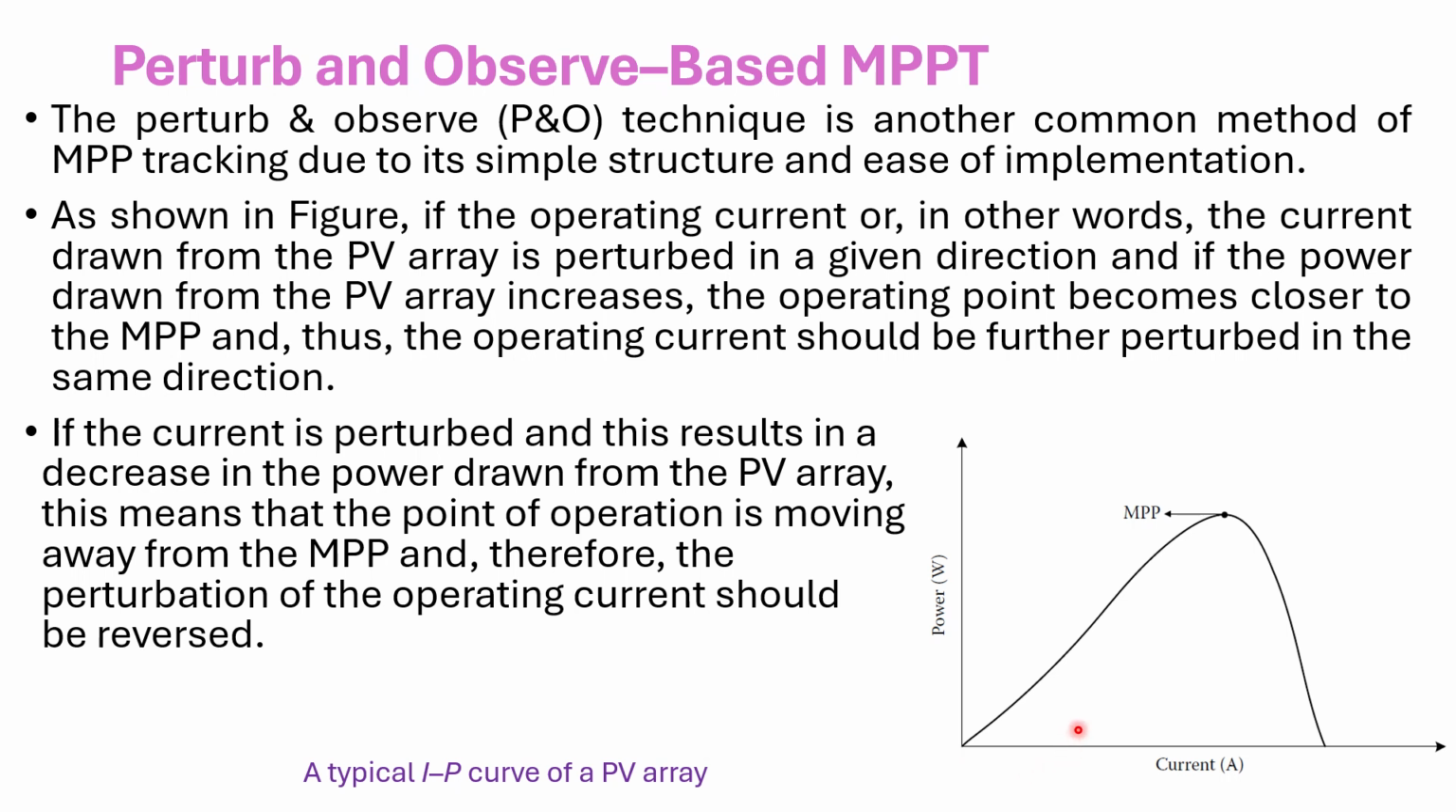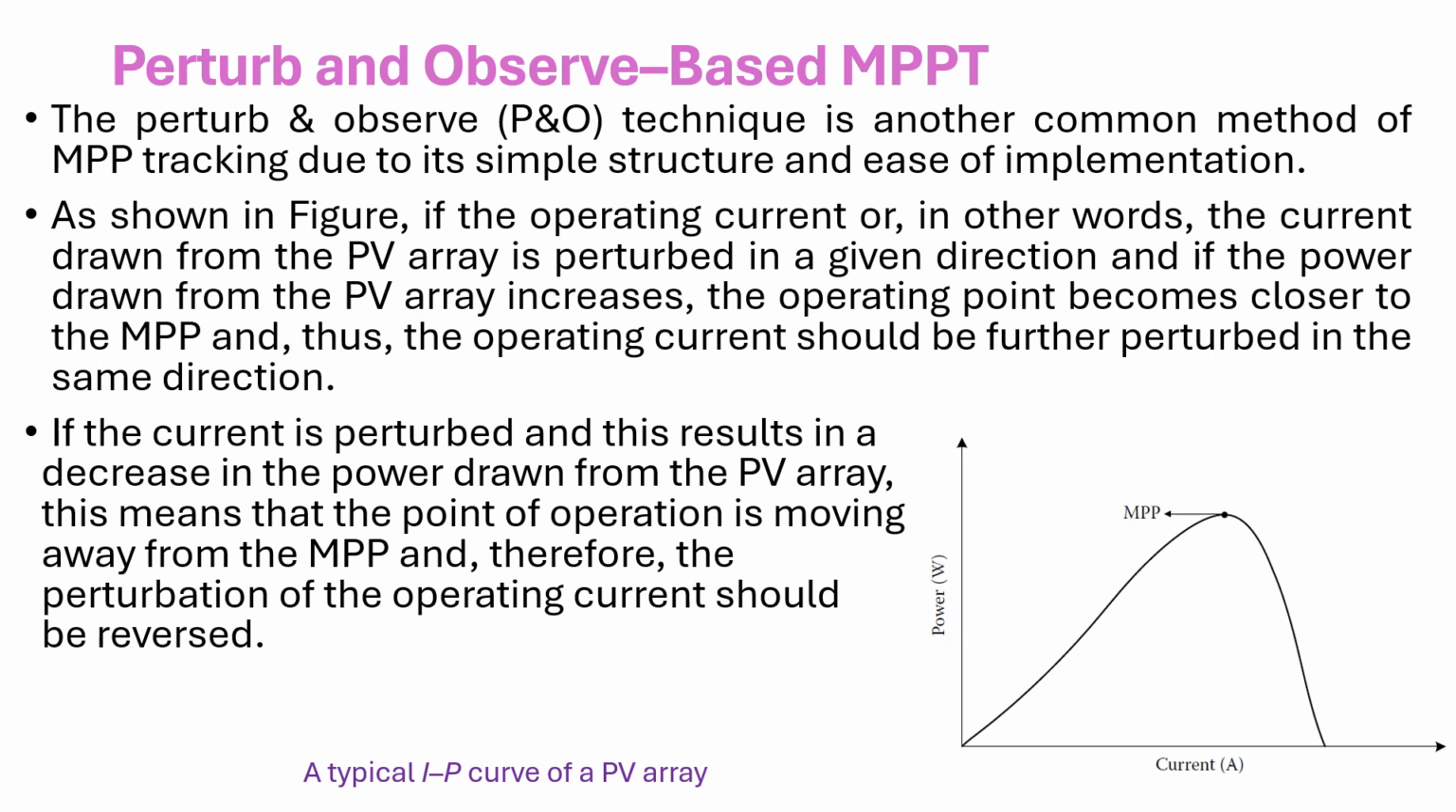You can also see that the current drawn by the PV array is perturbed in a given direction, and if the power drawn by the PV array increases, the operating point becomes closer to the maximum power point, and thus the operating current should be further increased in the same direction. Also, if the current is increased and this results in a decrease in the power drawn by the PV array, this means that the point of operation is moving away from the maximum power point, and hence the perturbation of the operating current should be reversed.